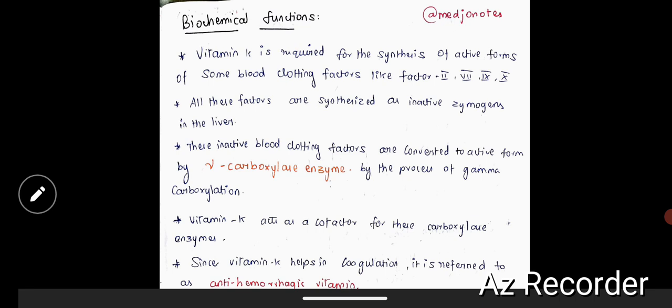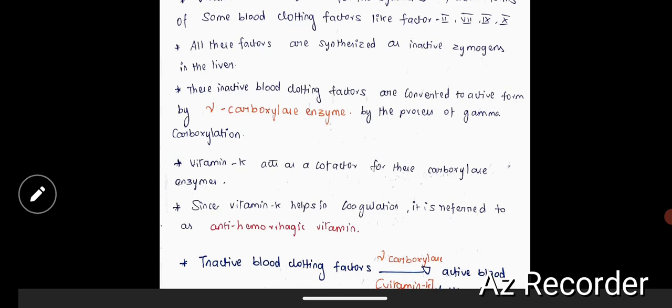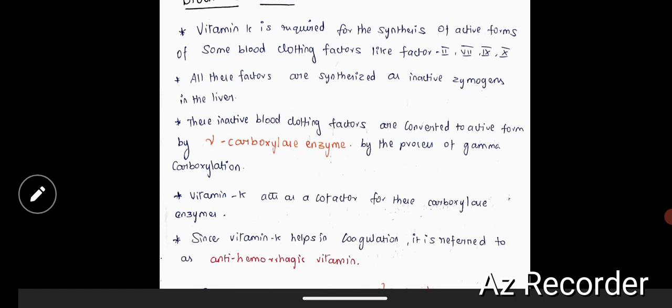All these factors are synthesized as inactive zymogens in the liver. These inactive blood clotting factors are converted to active form by the gamma carboxylase enzyme through the gamma carboxylation process. Vitamin K acts as a cofactor for this carboxylase enzyme. Even though it acts as a cofactor, it is important to convert these inactive clotting factors into active clotting factors.